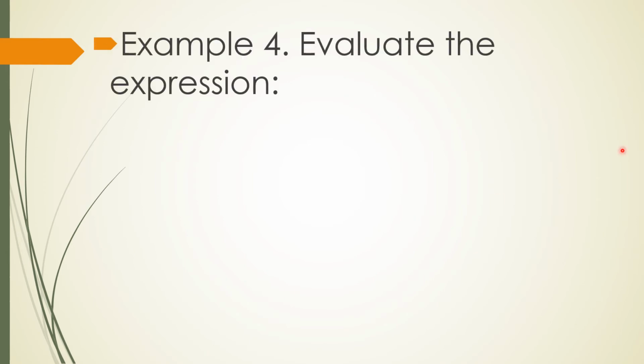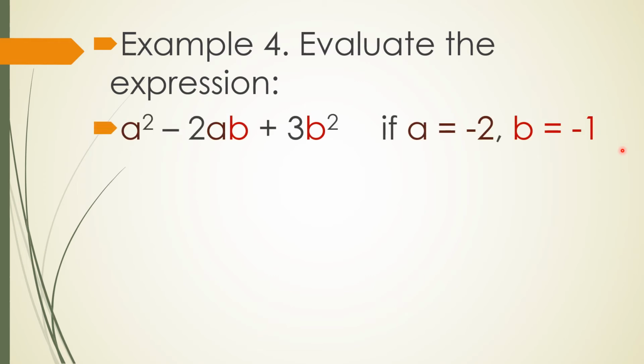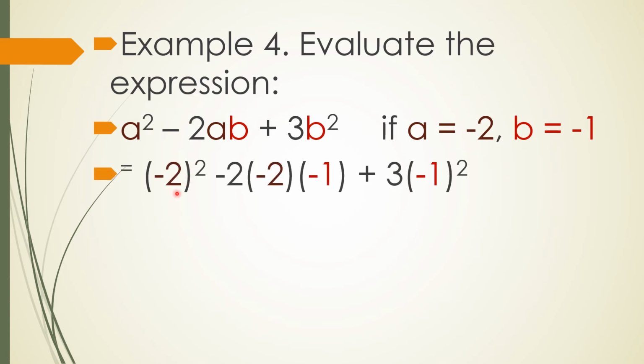Now let us have example number 4. Evaluate the expression a squared minus 2ab plus 3b squared if a equals negative 2 and b equals negative 1. Now, substituting the values of a and b, we have now negative 2 squared minus 2 times yung value ni a, negative 2, times yung value ni b, negative 1, plus 3 times yung value ni b, negative 1 squared. So, lahat ng a, pinalitan natin ng negative 2, at lahat ng b, pinalitan naman natin ng negative 1.